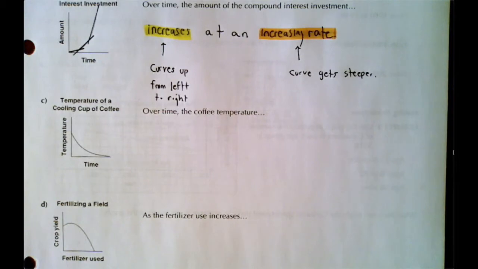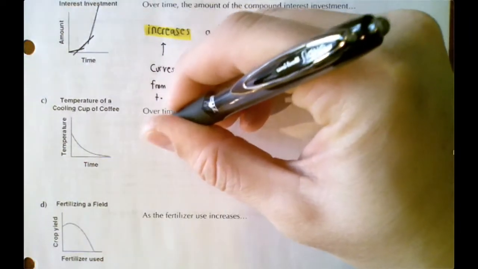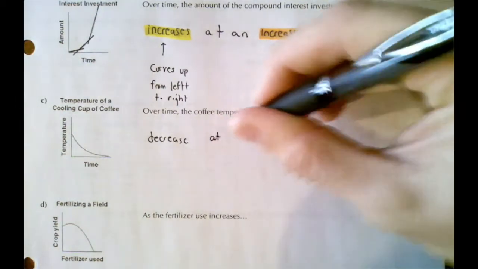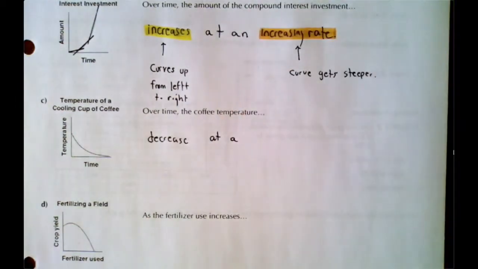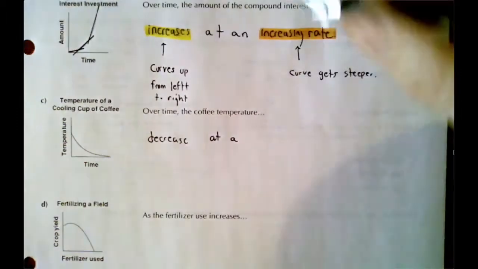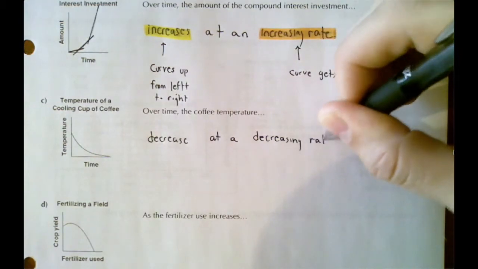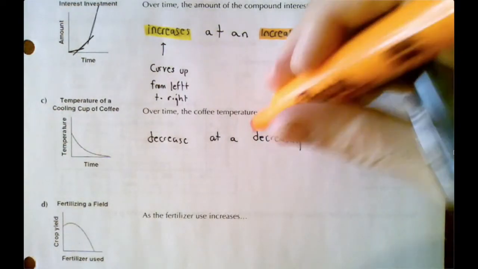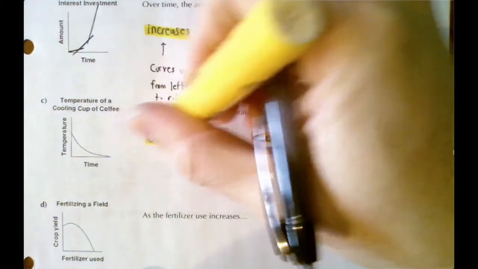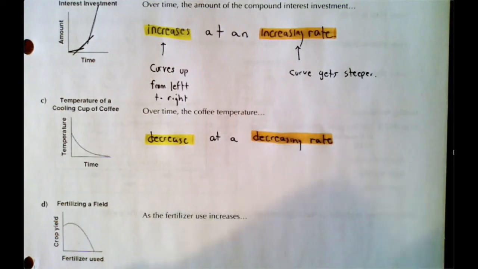Temperature of a cooling coffee cup. Over time, the coffee temperature, well, what happens? Well, it's going down, so we have our first decrease. And this time, our curve starts steeper and gets flatter. So that's called a decreasing rate. So we have our first decreasing rate, and we have our first decrease. It's coincidence that decrease and decreasing rate, increase and increasing rate went together. I'm going to show you all 4 types of curves.